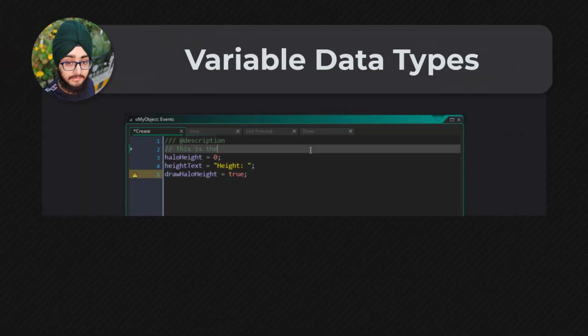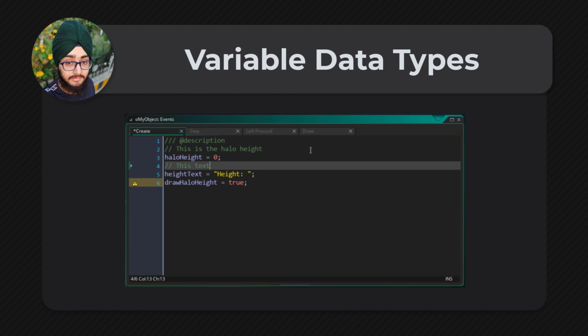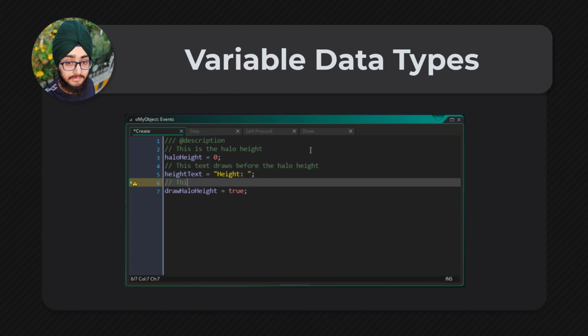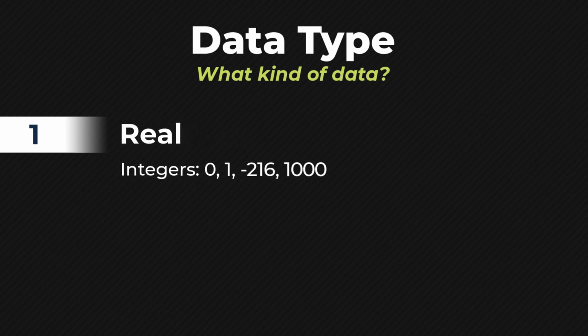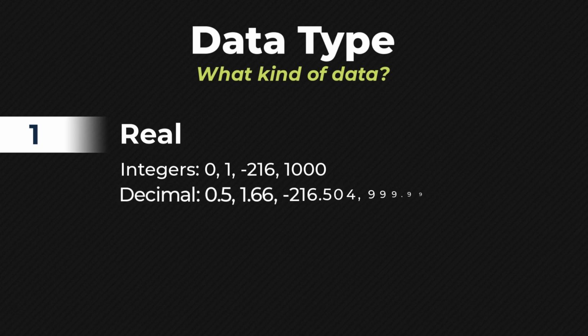Hi there, in this lecture we are going to look at the data types that can be used to create a variable in GML. A data type basically tells what kind of data is stored in a variable. First of all, we have numbers, which is what we used in the previous lecture. A number data type is called a real in GameMaker. So a real can be any integer value or it can be any decimal value.